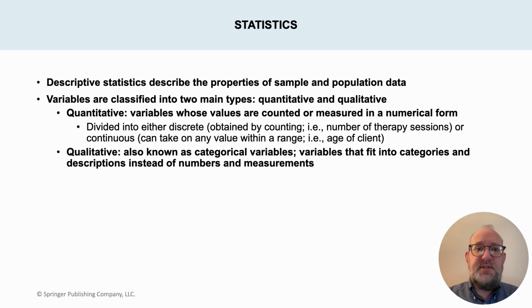Quantitative descriptive statistics involve numerical data that can be measured and compared. This type of data can be broken down into two types, discrete and continuous. Discrete data consists of integers or whole numbers, while continuous data can take on a value within a range.